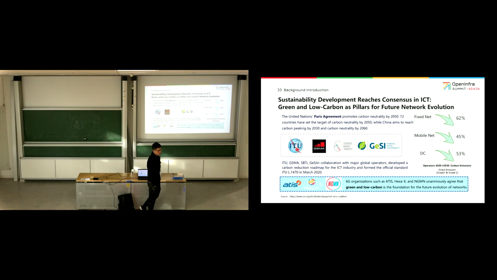Now we are in the 6G generation. The 6G organizations such as ETSI, NGMN, they have agreed that green and low carbon is a key feature of the future.